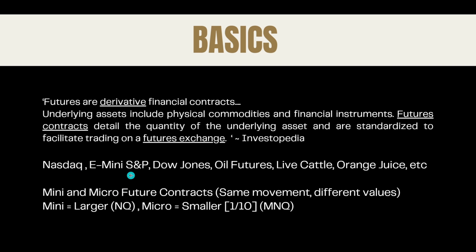Obviously, NASDAQ, E-mini S&P, and oil are probably the three biggest ones that you've seen everywhere. Now, there are two different types of future contracts, a mini and a micro. The mini is the larger one, the micro is the smaller, and typically a micro is 1/10 of a mini contract. These will have the same movement, but the contract value will be different, and we'll look more into contracts later in this video.